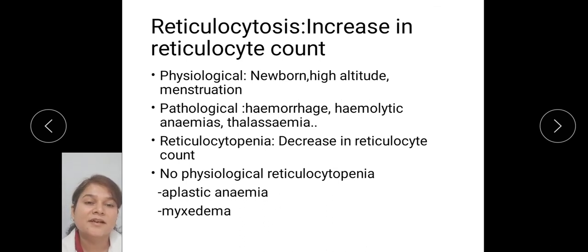Then reticulocytopenia is a decrease in the reticulocyte count. There is no physiological condition in which there is reticulocytopenia, right? Except when the bone marrow activity itself is less. So that is aplastic anemia or myxedema, in which there is overall suppression of bone marrow activity. So there is no physiological cause for reticulocytopenia.